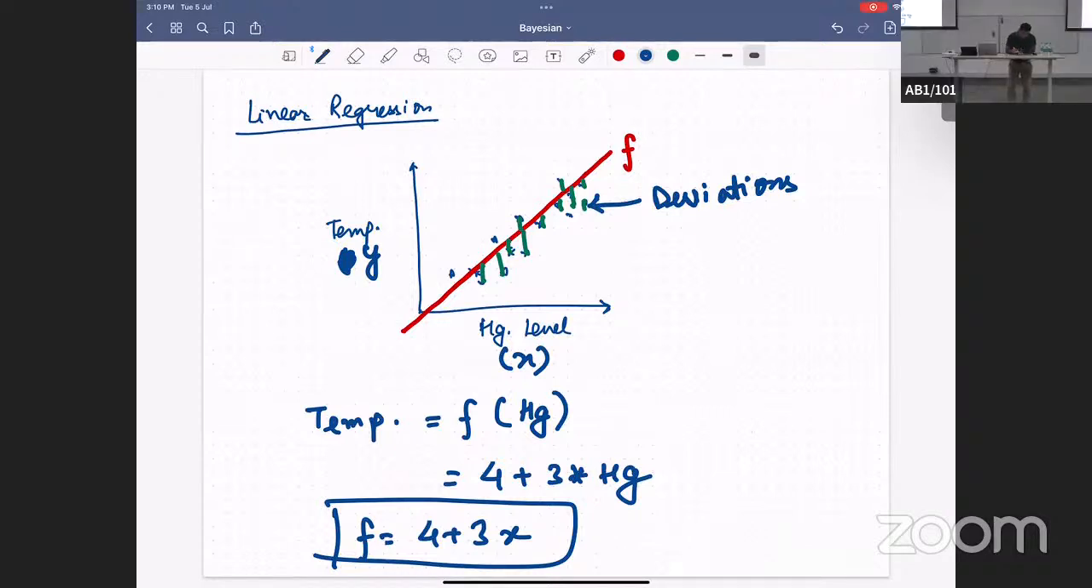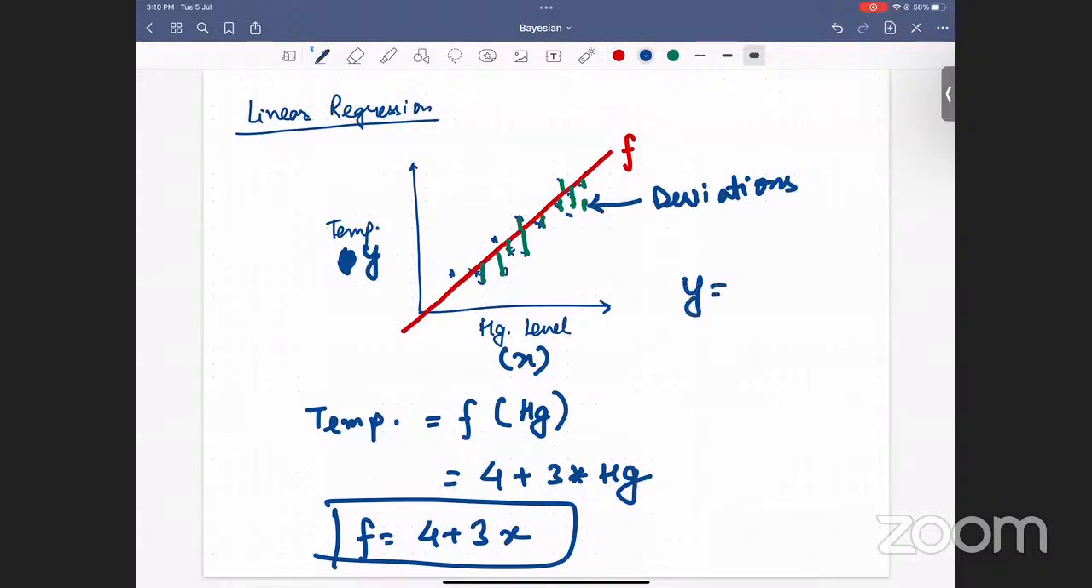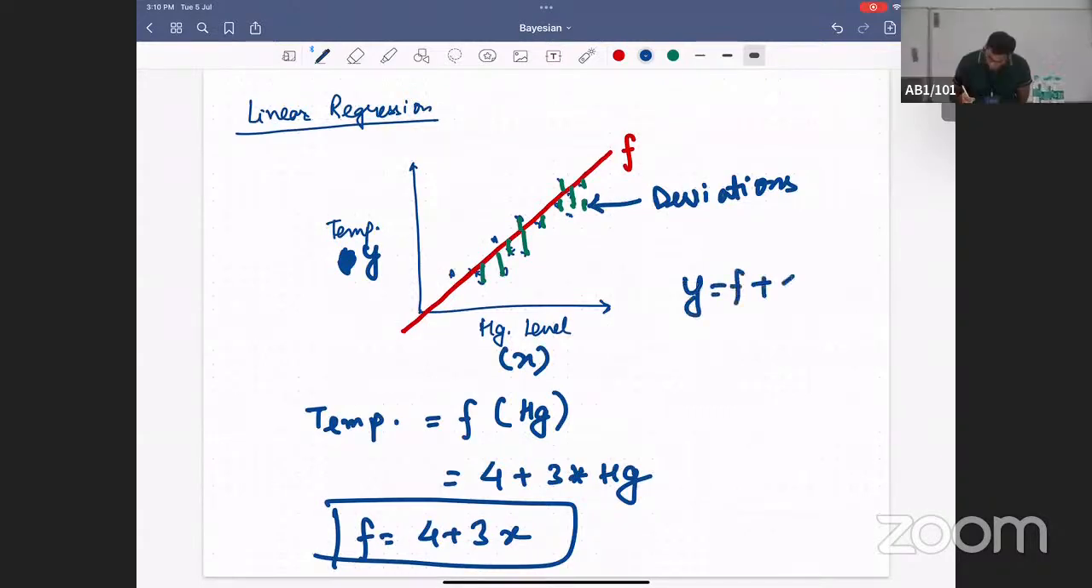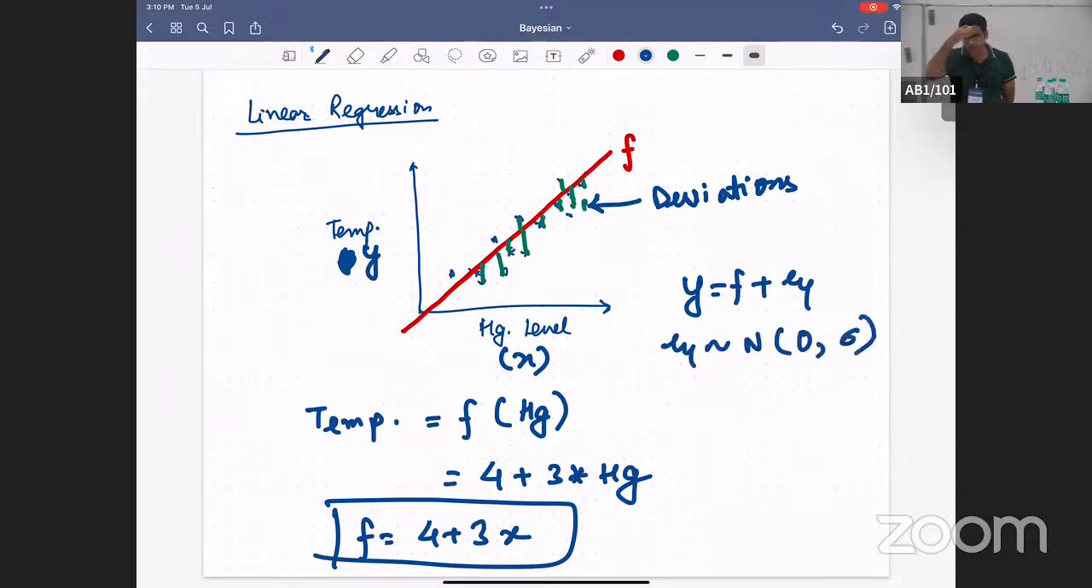So we end up writing y equal to f plus epsilon, right? Epsilon is the noise. Epsilon is normally distributed with mean 0 and some scale sigma, some standard deviation sigma. For now, for simplicity, we can just assume sigma equal to 1. Can you wrap your head around this? Does this make sense or no? Or does it look like too much of a leap?